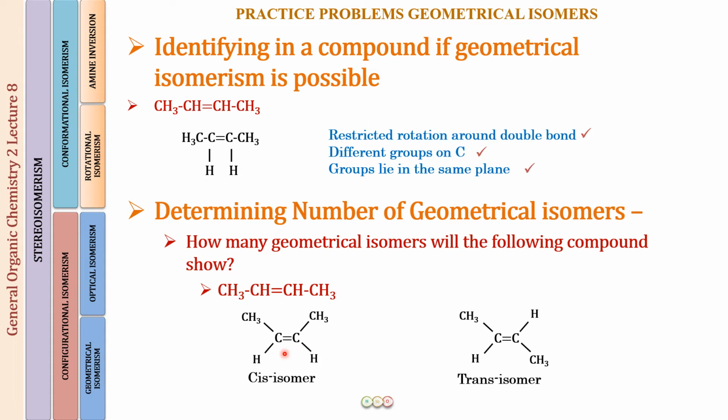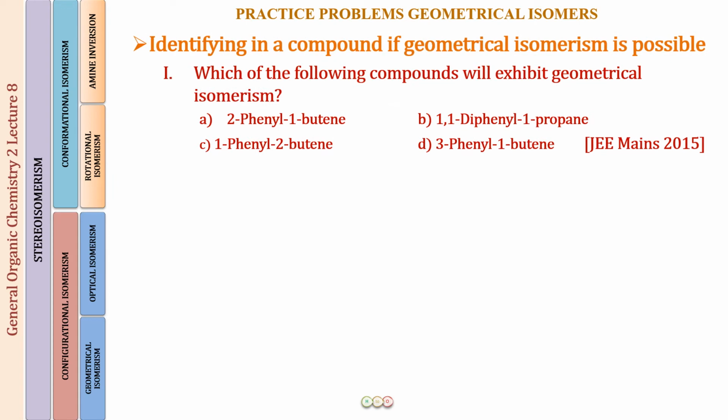But before that, let us see a few more questions to check whether geometrical isomerism is possible in a compound or not. So we will first practice those questions where you have to identify if geometrical isomerism is possible. The question given to us: which of the following compounds will exhibit geometrical isomerism: 2-phenyl-1-butene, 1,1-diphenyl-1-propane, 1-phenyl-2-butene, 3-phenyl-1-butene. This was a question asked in JEE Mains 2015.